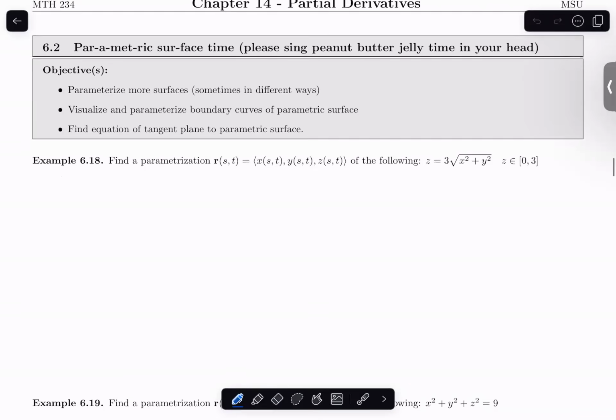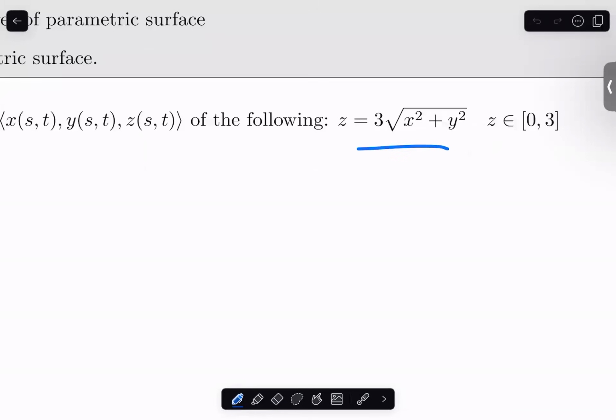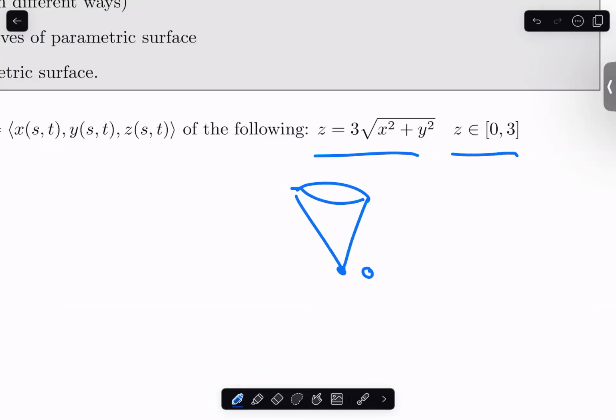All right, so parameterization. I would like to parameterize this surface, and I have these bounds. I've seen a number of these now, z equals 3 times the square root of x squared plus y squared. That 3 is going to be stretching it in the z direction a little bit, but ultimately this is going to be a cone stretched up in the z direction. It's the positive square root, so it's going to be the positive cone. And we want it to go from z equals 0 to z equals 3. So z should range from 0 to 3.